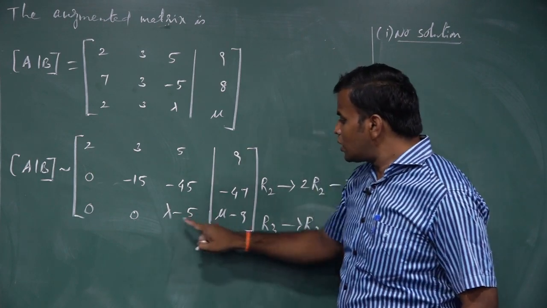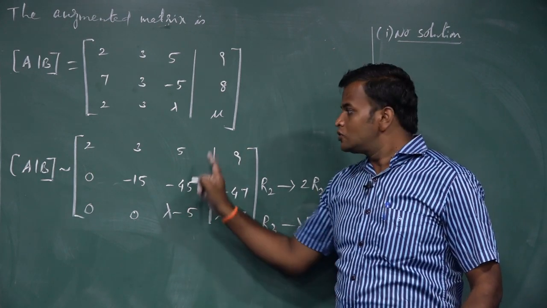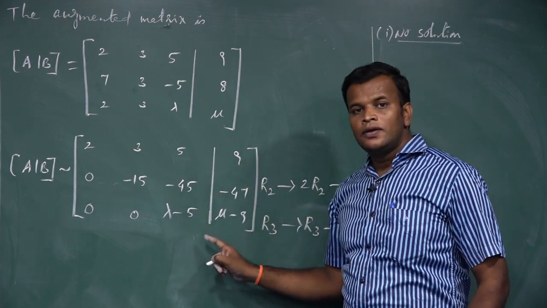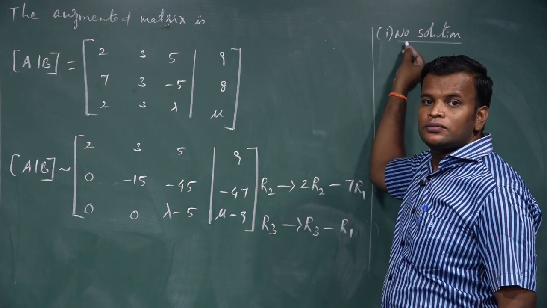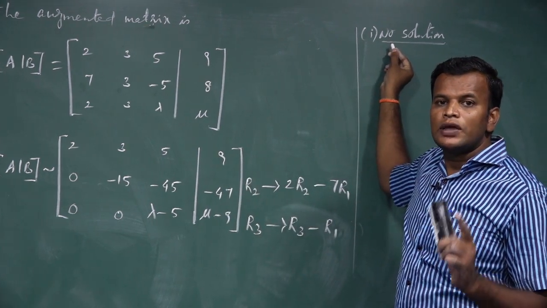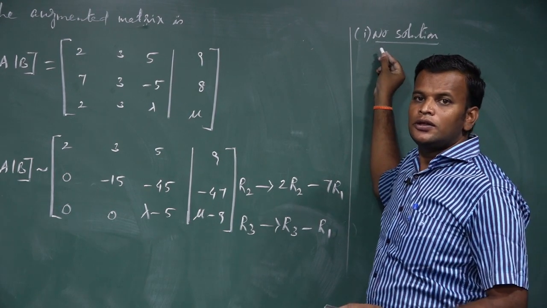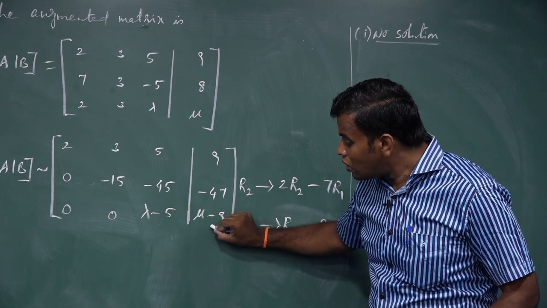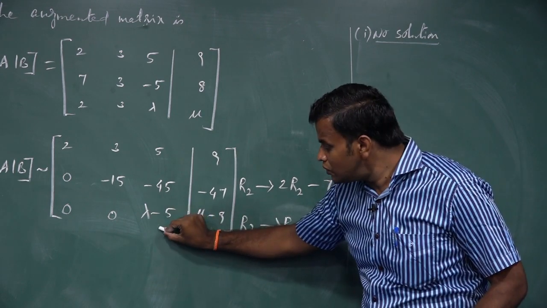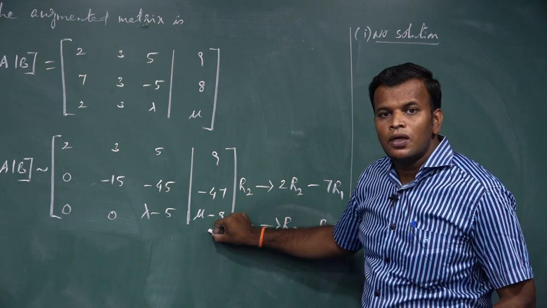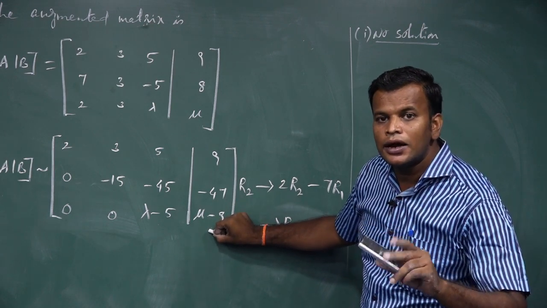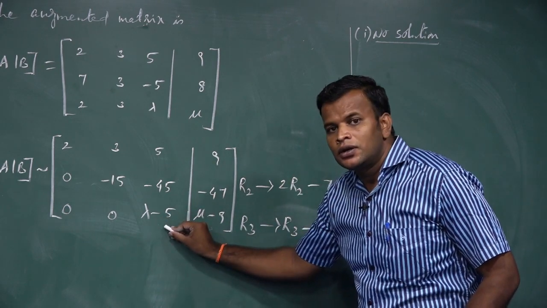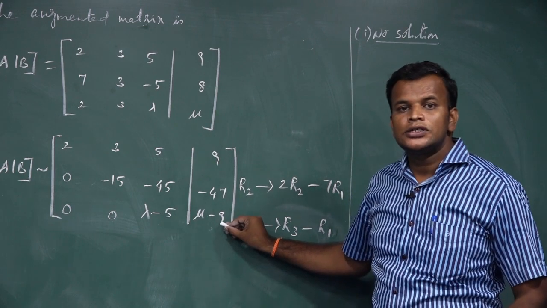But lambda and nu occur only in these two terms. All the remaining terms, we know very well, are numbers, so we consider these two terms only. Our heading is no solution. So no solution means rank of A|B is not equal to rank of A. So suppose this element is 0 and that element is non-zero. Rank of A|B is 3 and rank of A is 2. So we vanish this element, and this element cannot be equal to 0.